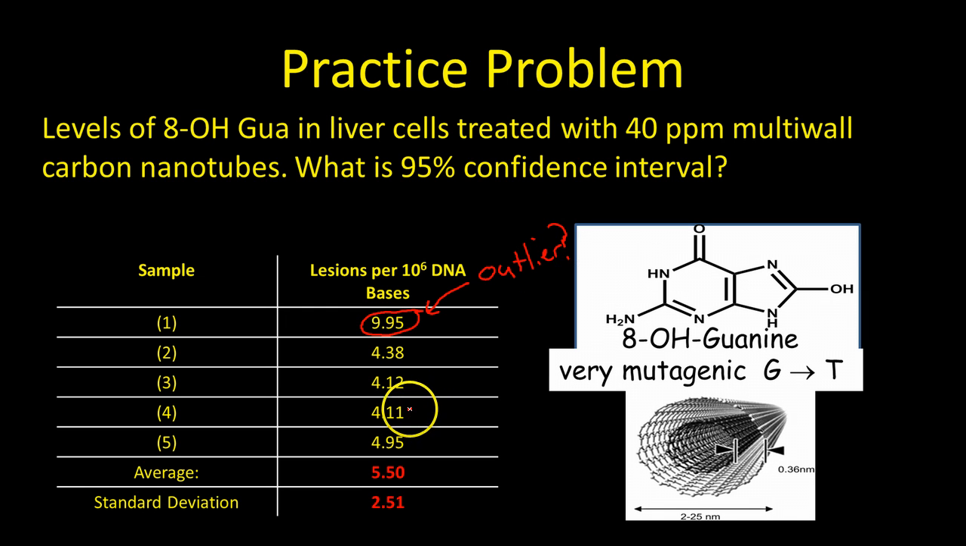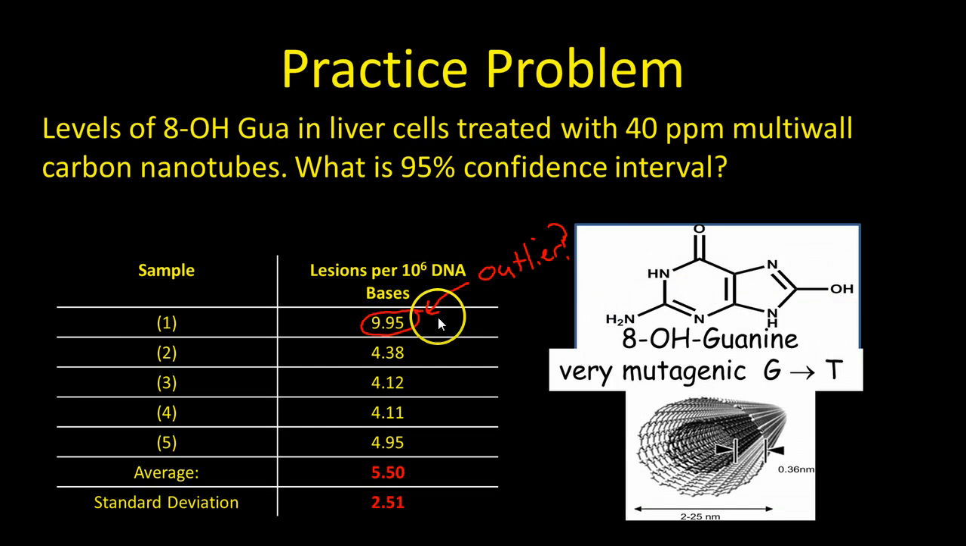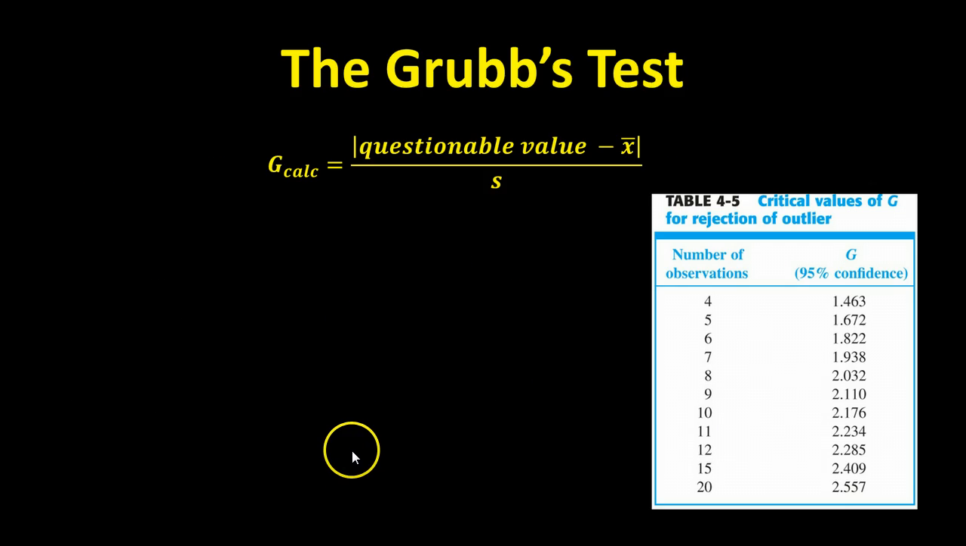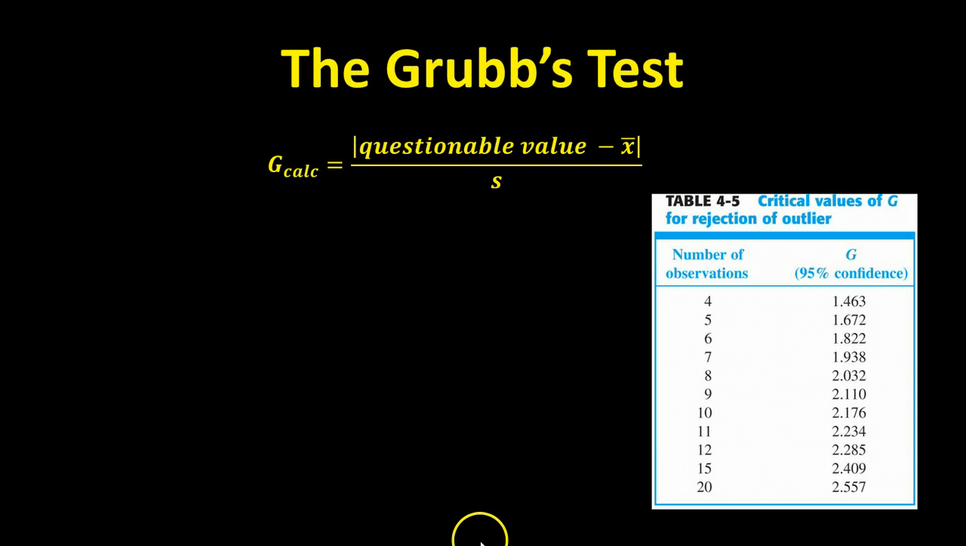This is where we want to apply the Grubbs test. The things you're going to want to know for the Grubbs test are your questionable value, in this case that's 9.95, your mean, your average, which is right here, 5.50, and your standard deviation. This is a real simple calculation to do, which is 2.51. So go through and calculate this.